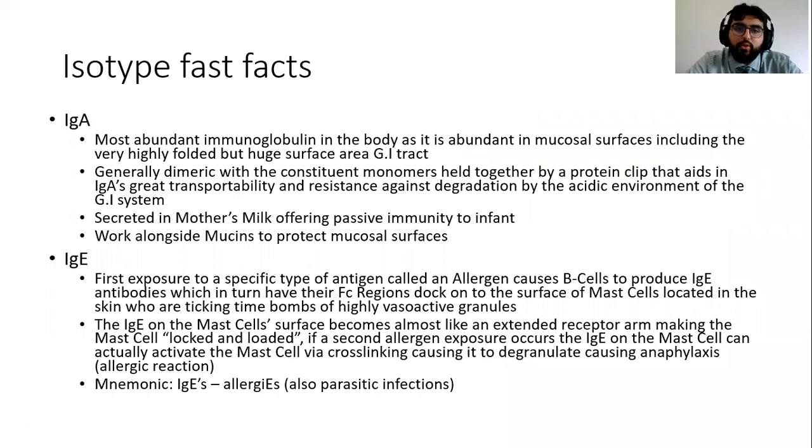IgA is the most abundant immunoglobulin in the body. It's on mucosal surfaces, and when you consider that our large intestine unrolled is, I think, bigger than a tennis court, because it's highly wrinkled to maximize surface area, it makes sense that IgA is the most quantitatively numerous. Usually it's dimeric, and that might sound a little bit funny, but usually the way that works, it looks something like this.